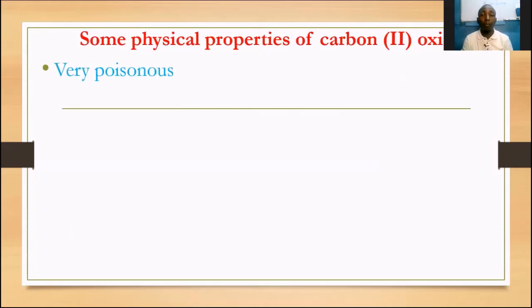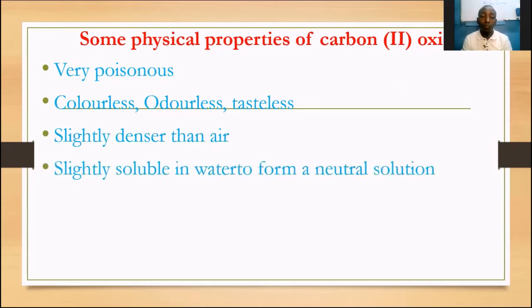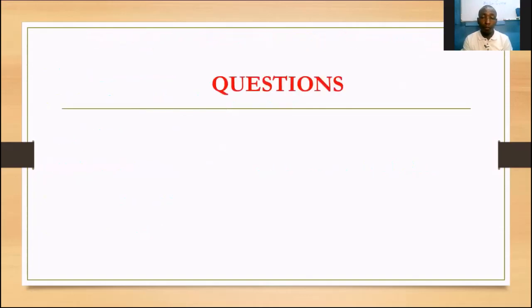Physical properties. Property number one, very poisonous, extremely poisonous. It's colorless, odorless, tasteless, and that makes it very dangerous. It has no smell. You cannot detect the presence of that gas. It has no color. Yes, and it is tasteless. It is slightly less dense than air, slightly soluble in water, and it forms a neutral solution. It is combustible. Yes, carbon 2 oxide burns with a blue flame. It boils at negative 191 degrees Celsius.